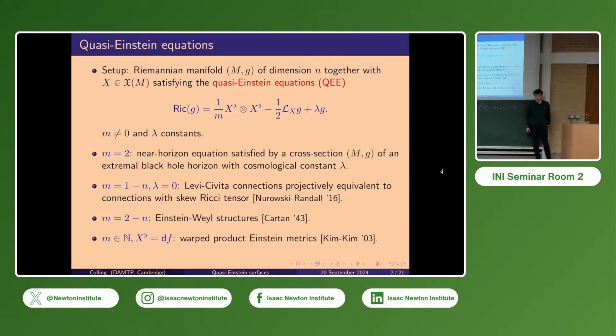And when m is any positive integer and the one-form dual to X is exact, this equation describes warped product Einstein metrics. If we take M to be our base manifold, and we take a warped product with another manifold of dimension little m, then we can impose the Einstein equations on this warped product metric, and they will imply that M is a quasi-Einstein manifold with the one-form given by the gradient of the function doing the warping. And then finally, when the X squared term disappears, which you can formally include as the case m equals infinity, this is the Ricci soliton equation describing self-similar solutions to the Ricci flow.